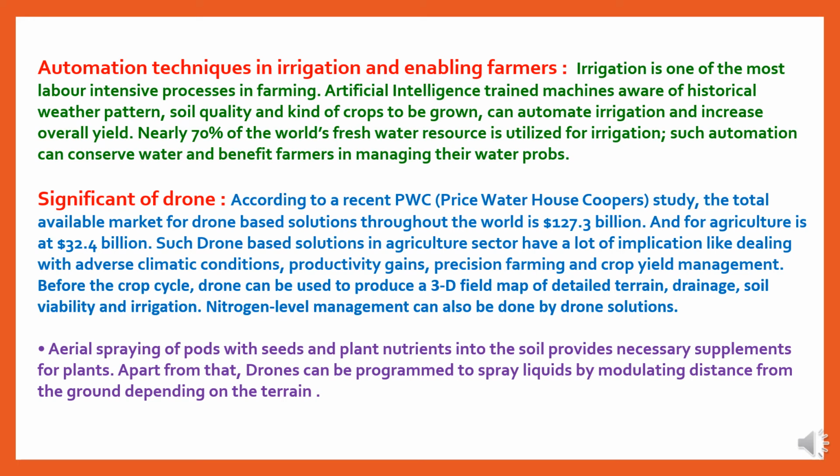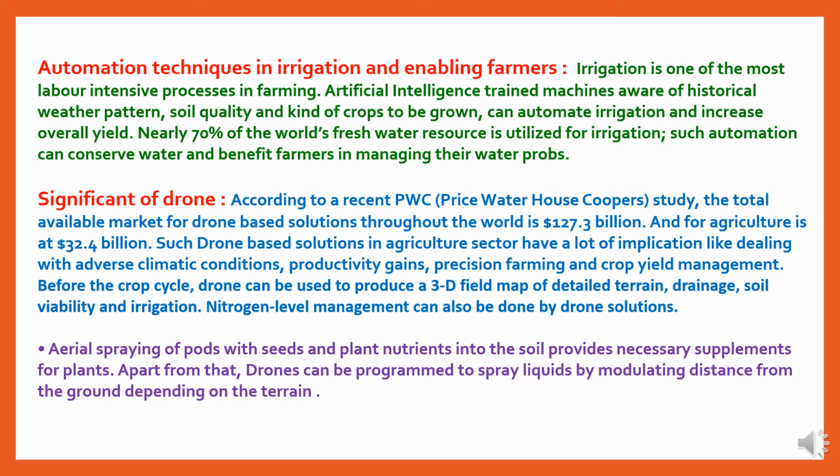Such drone-based solutions in the agriculture sector have a lot of implications, like dealing with adverse climatic conditions, productivity gains, precision farming and crop yield management. Over the crop cycle, drones can be used to produce a 3D field map of detailed terrain, drainage, soil viability and irrigation. Nitrogen level management can also be done by drone solutions.